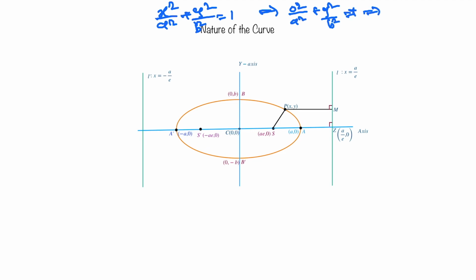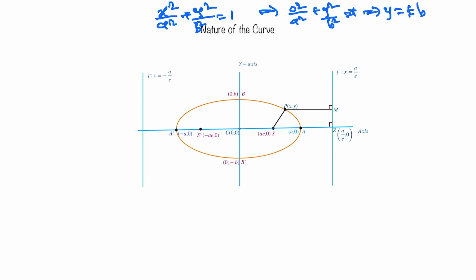Okay, that implies y equals plus or minus b, you get, right? That's why the B coordinates are going to be (0, b), and the B dash coordinates are going to be (0, minus b). Okay, fine. One more thing.